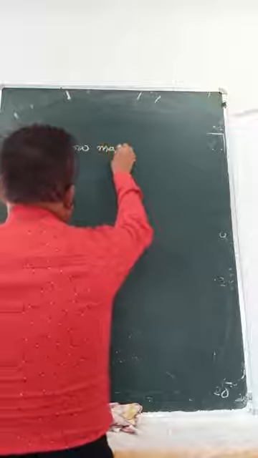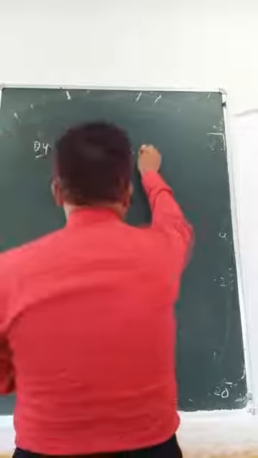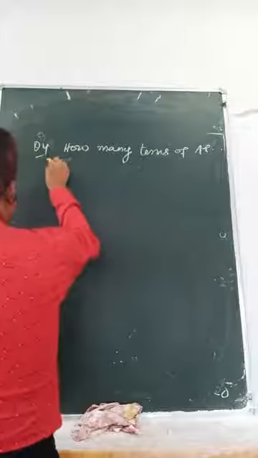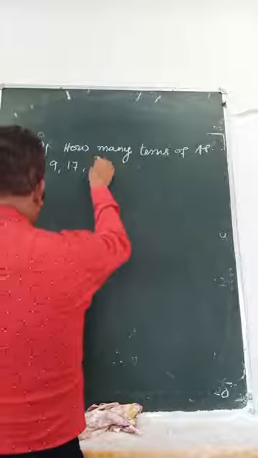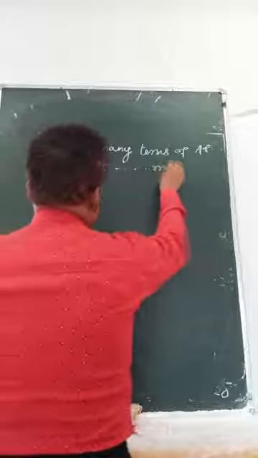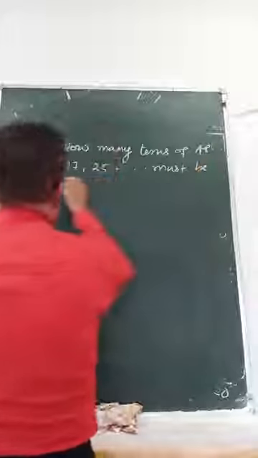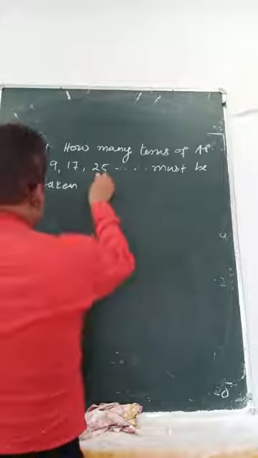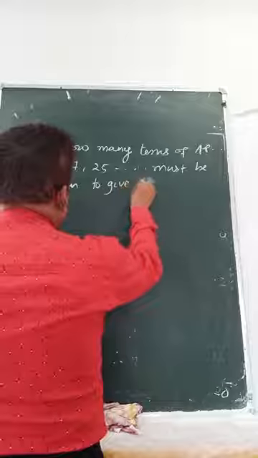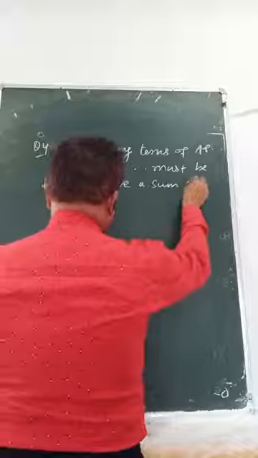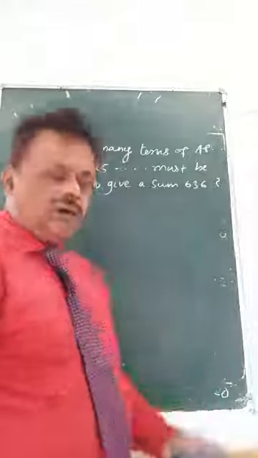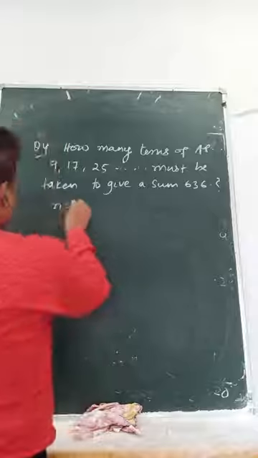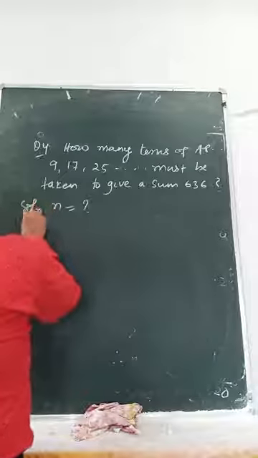How many terms of the AP 9, 17, 25 must be taken to give a sum of 636? So how many terms? How many terms means you are going to find n. N you have to find out.